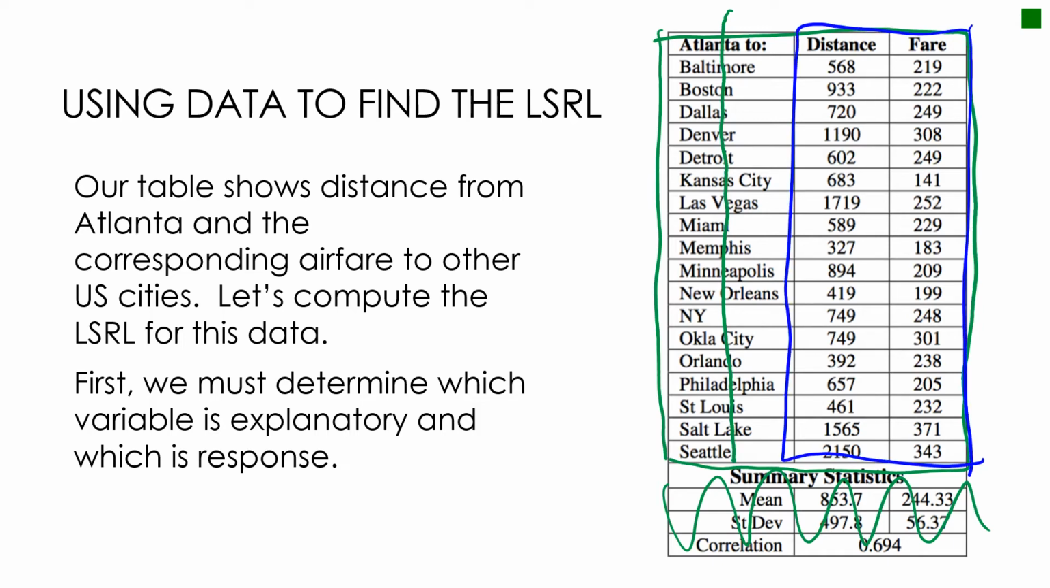Based on those two, would I say that the fair explains the distance, or that the distance explains the fair? To me, I would say the distance explains the fair, so distance is explanatory, fair is response, because my fair will change based on the distance that I am flying.